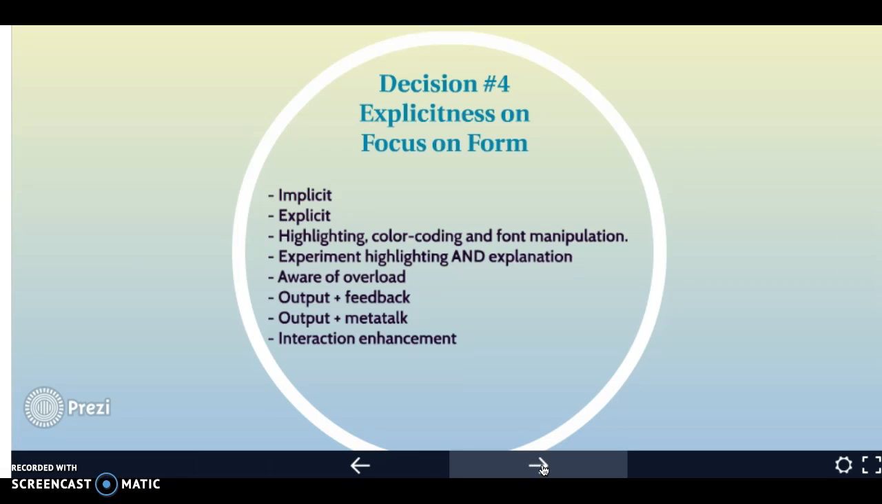Jourdenais performed an experiment on Spanish students, teaching preterite and imperfect. The conclusion was that it is very effective when the forms were highlighted and followed by an explanation. Still, it is important for the teacher to be aware that there should be no overload in focus, otherwise it will be useless. If things are too implicit, it will be difficult for the learner to notice it.